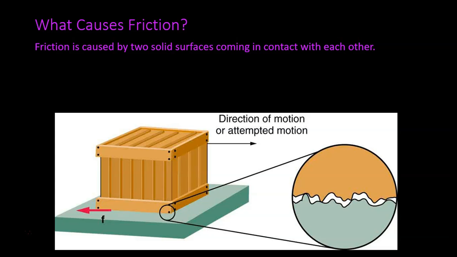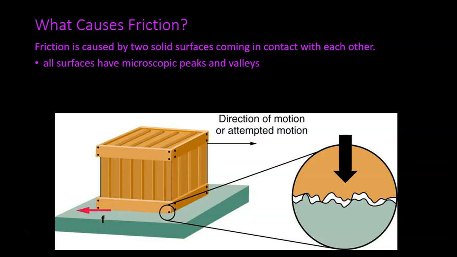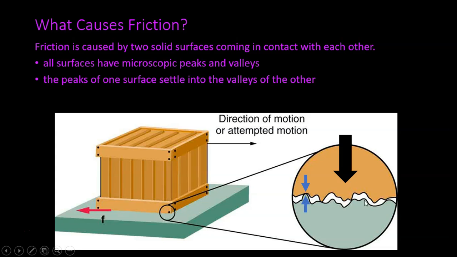So what causes friction? Here we have an example of a heavy wooden crate on a concrete floor. Friction is caused by two solid surfaces coming in contact with each other. All surfaces have microscopic peaks and valleys. If you look at this blow up of the microscopic level, even surfaces as smooth as metal and ice will have microscopic peaks and valleys. And the peaks of one surface settle into the valleys of the other surface. You can see examples of that right here in our microscopic blowup where the peaks and valleys are settling in.